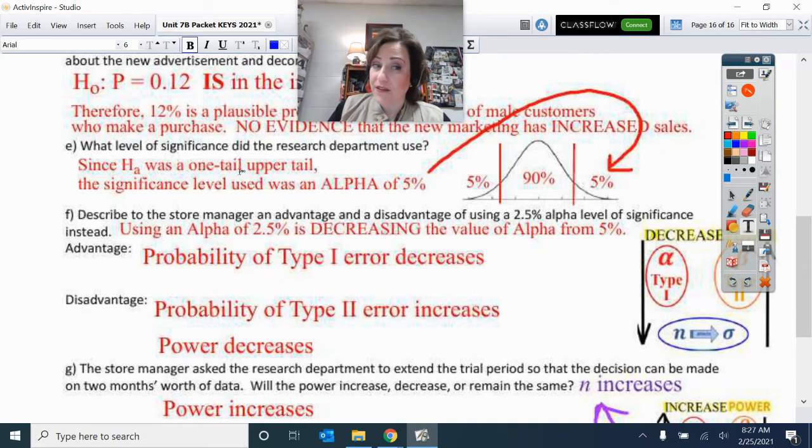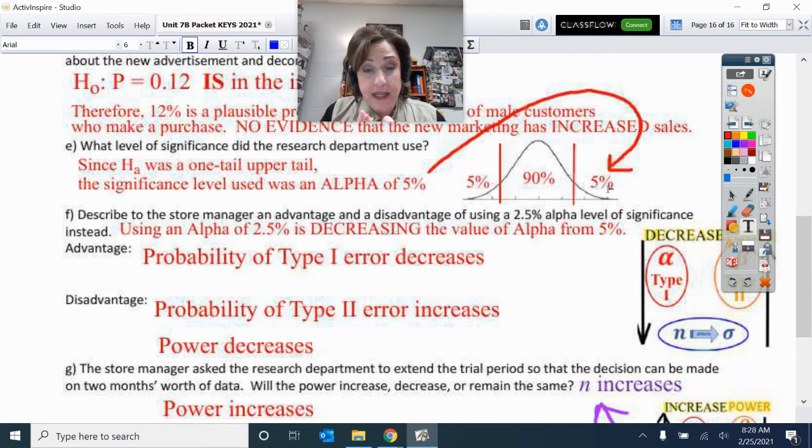What level of significance did the research department use? Well, that comes from the fact that it was 90% confident. So 90% is in the middle, which puts 5% on each tail. So that's the first step to figure this out.